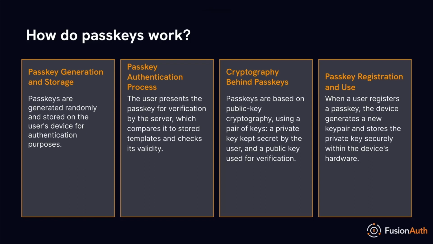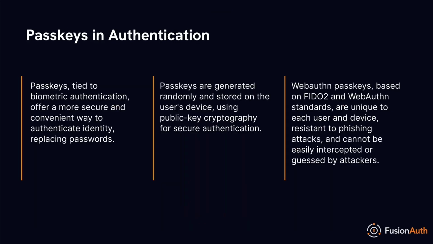The cryptography behind WebAuthn passkeys is based on public key cryptography, which uses a pair of keys, a private key and a public key. The private key is kept secret by the user and is used to sign messages or data, while the public key is shared publicly and is used to verify the signature. When a user registers a WebAuthn passkey, the device generates a new key pair and stores the private key securely within the device's hardware.